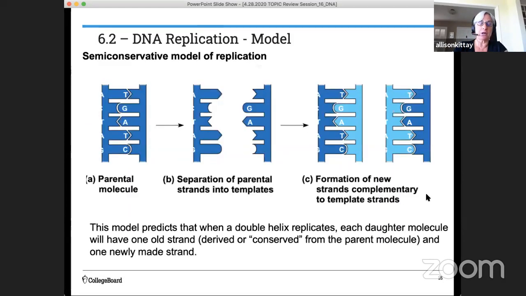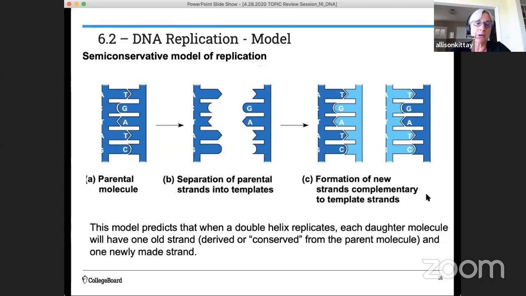So let's take a look first at the model of semi-conservative replication. And I will tell you, and I'm not going to go into it now, but there are elegant experiments that were done to show support for this semi-conservative model compared to a completely conservative model, or a model known as the dispersive model. So you can look at those experiments on your own.